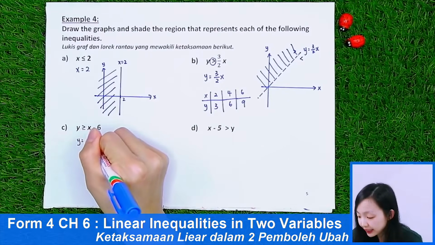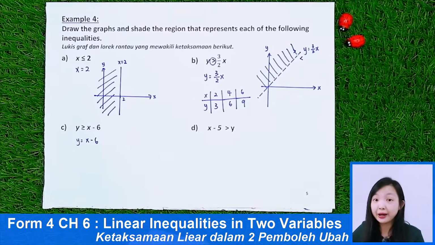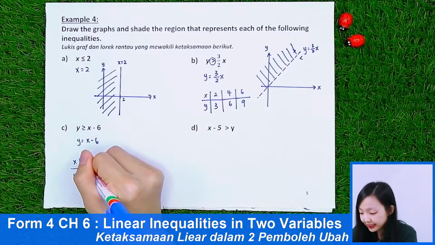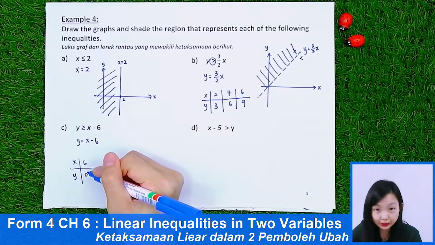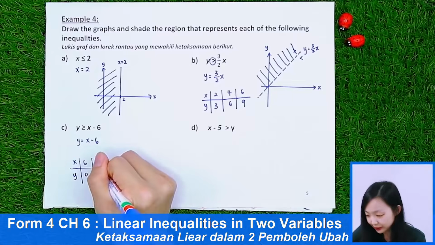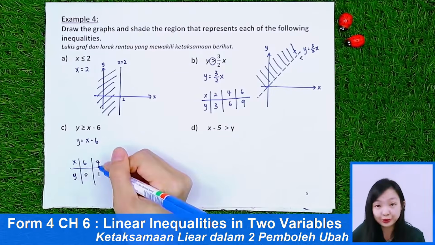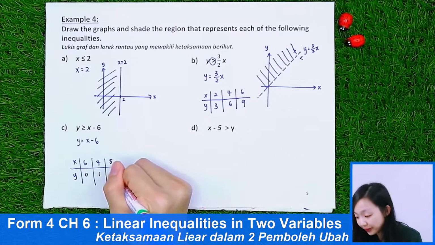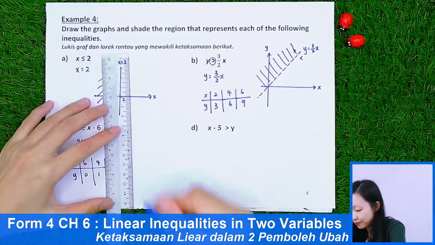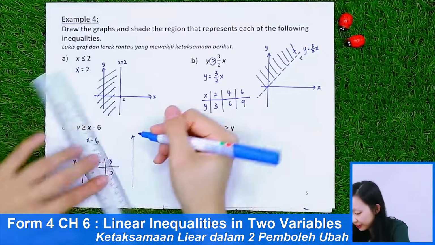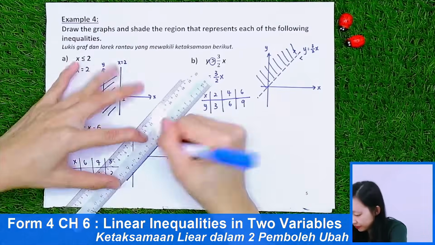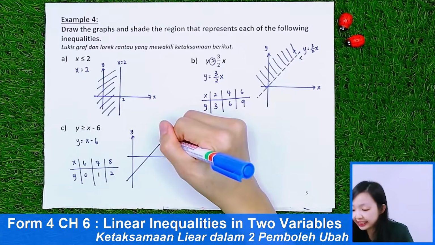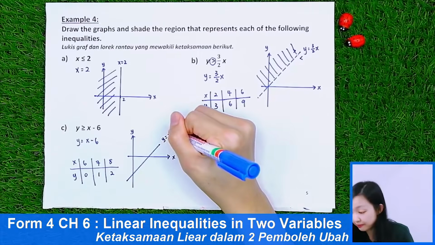Then we go to part C. y equals x minus 6. So the same way I will draw a table. When x is equal to 6, I will get y equal to 0. When x is equal to 7, I will get y equal to 1. When x is equal to 8, my y will be 2. Then I will draw my graph. My graph will look like this. Here is the x-axis, here is the y-axis, and then this line is y equals x minus 6.